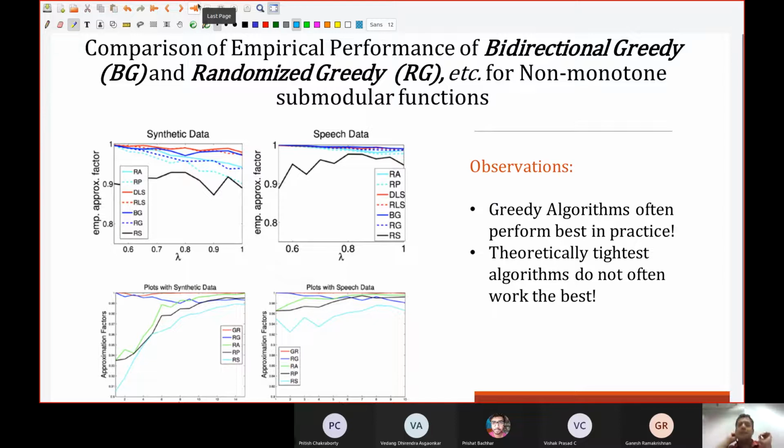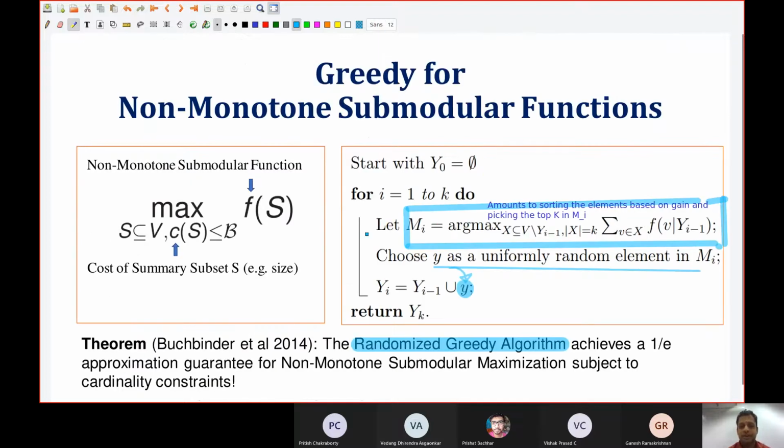But here's a comparison of empirical performance of bidirectional greedy. What was bidirectional greedy doing? Growing one set A, shrinking a set B because it's non-monotone. What did randomized greedy do? It's like a beam, right? I create a beam M_i at every step. Just a second, sorry. The cardinality constraint, this one, right? We treated the cardinality constraint to be k. So for i equals 1 to k. Is that okay?